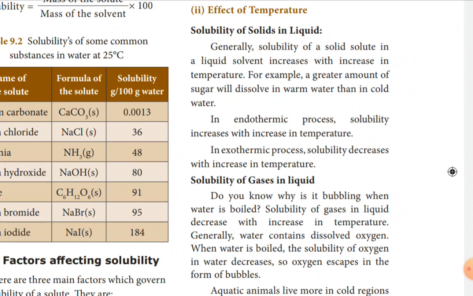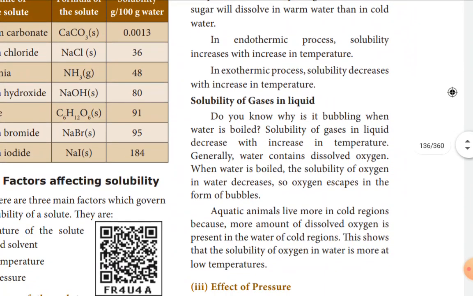So during the boiling of water for cooking, what happens? The dissolved oxygen escapes. So in an exothermic process, solubility decreases with increase in temperature. When temperature increases, the dissolved oxygen escapes. And when temperature is decreased, the solubility of oxygen increases.